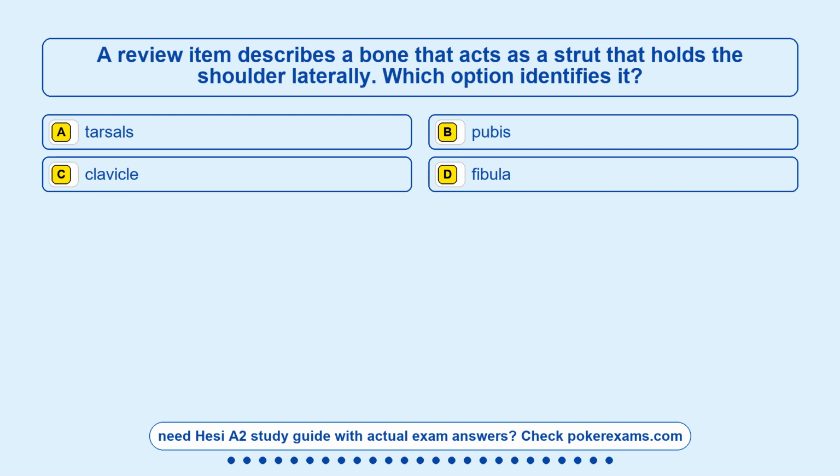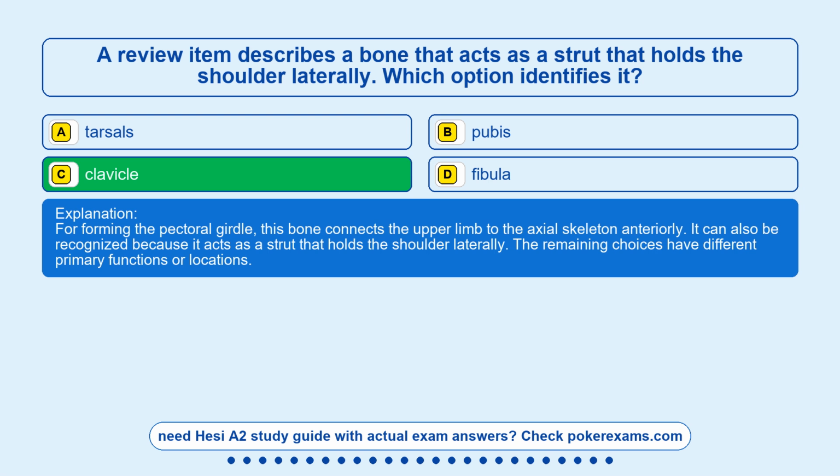Question 20. A review item describes a bone that acts as a strut that holds the shoulder laterally. Which option identifies it? Option A, tarsals. Option B, pubis. Option C, clavicle. Option D, fibula. The correct answer is option C, clavicle.